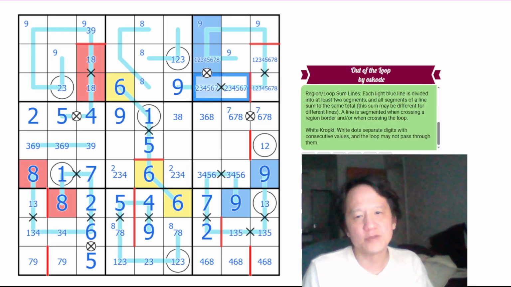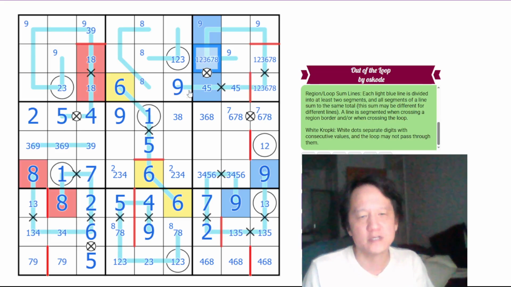This cannot be a 3, 6 pair. So it's either 2, 7 or 4, 5. Cannot be 2, 7 here. So this is 4, 5. This 4, 5 pair eliminates 4 and 5 in the rest of the box. And this 4, 5 is only consecutive with 3 or 6 remaining. So this is either 3, 6, or 9.